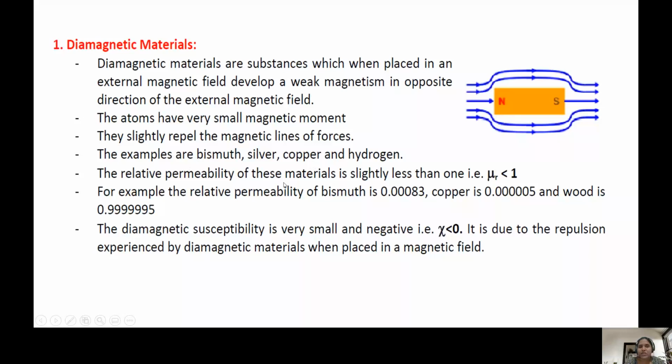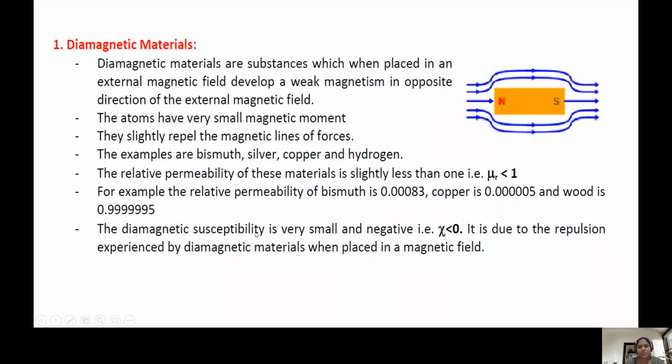The relative permeability of these materials is slightly less than 1. As I already told, these are weak magnets. A weak form of magnetism is observed here, which is represented by a permeability that is less than 1. For example, the relative permeability of bismuth is 0.00083, copper is very small, and wood is this. So these are examples of the relative permeability of different materials.